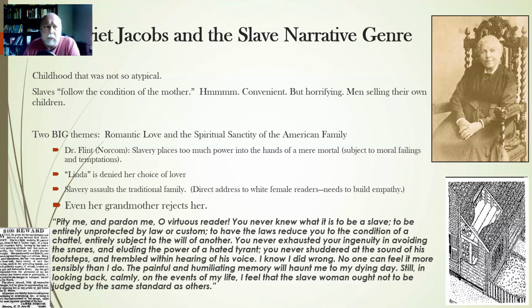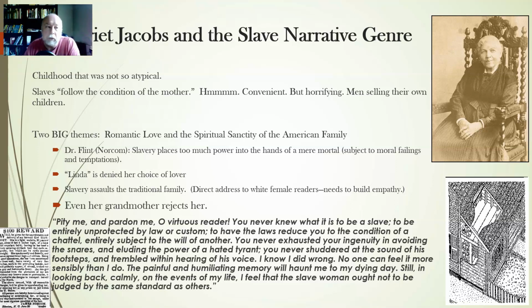You don't have a Dr. Flint running around after you and getting away with what he does. Now, it happens, but you have legal recourse against a jerk like that. I don't. To have the laws reduce you to the condition of chattel, which means property, entirely subject to the will of another. You have remedies. You can run down to the sheriff's office and file a complaint. You can get witnesses. Some of you even have brothers and fathers who go down and get a rope and hang the fella, right? "You never exhausted your ingenuity in avoiding the snares and eluding the power of a hated tyrant." You're not in the position I am.